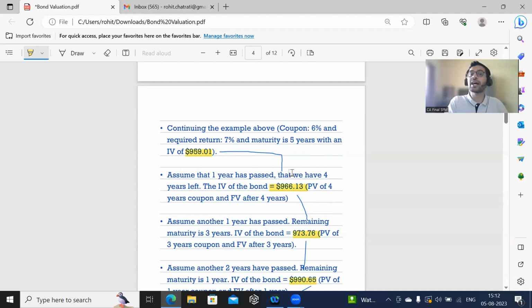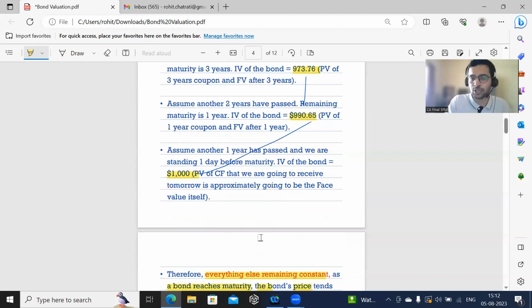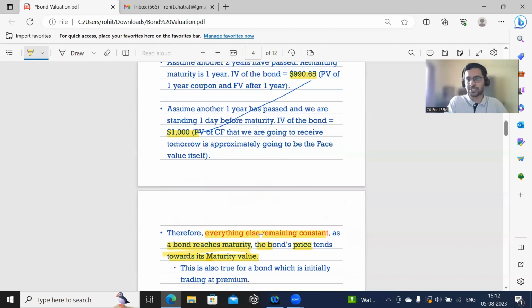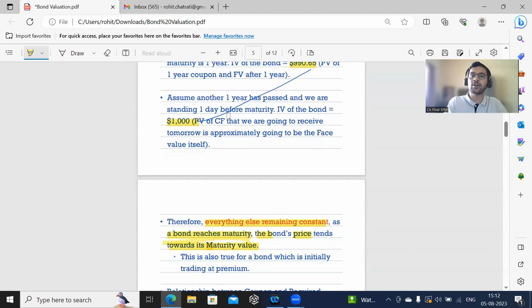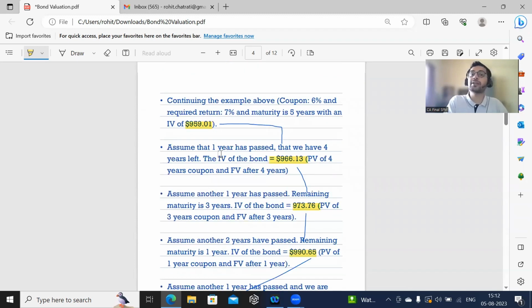But in the example, I have kept everything else remaining constant. I have not changed 7%. I have kept the discount rate constant. Hypothetically, if the discount rate at the end of year one had changed from 7 to 10 percent, then since the discount rate has gone up, the bond price or the bond intrinsic value will fall. Although our expectation is that the bond intrinsic value should go up, since I have increased the discount rate, the bond's price or the intrinsic value will fall.